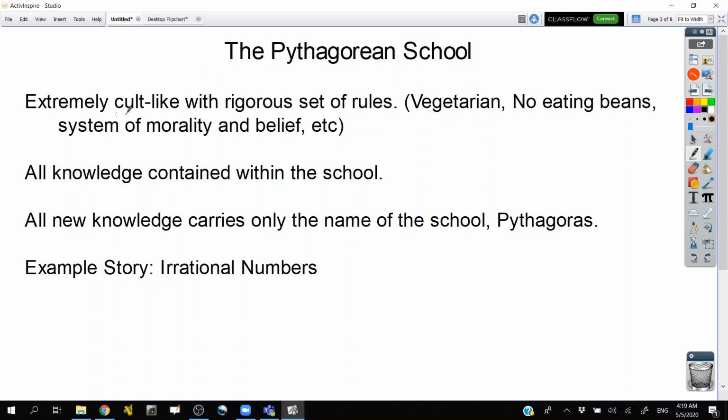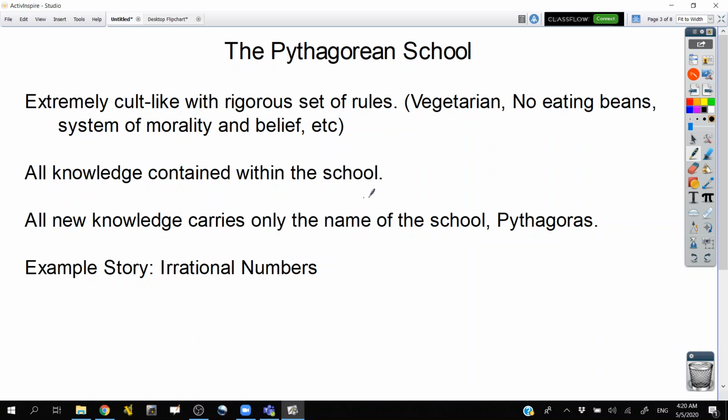His schools were extremely cult-like, and that was normal back in that time. They had rigorous sets of rules. They were all vegetarian. They were not allowed to eat beans. There was a large system of morality and belief, and you had to follow all of these rules or else you could risk losing anything, your entrance to the school, all the way up to you could be killed for certain things, although those stories are more of legend also.